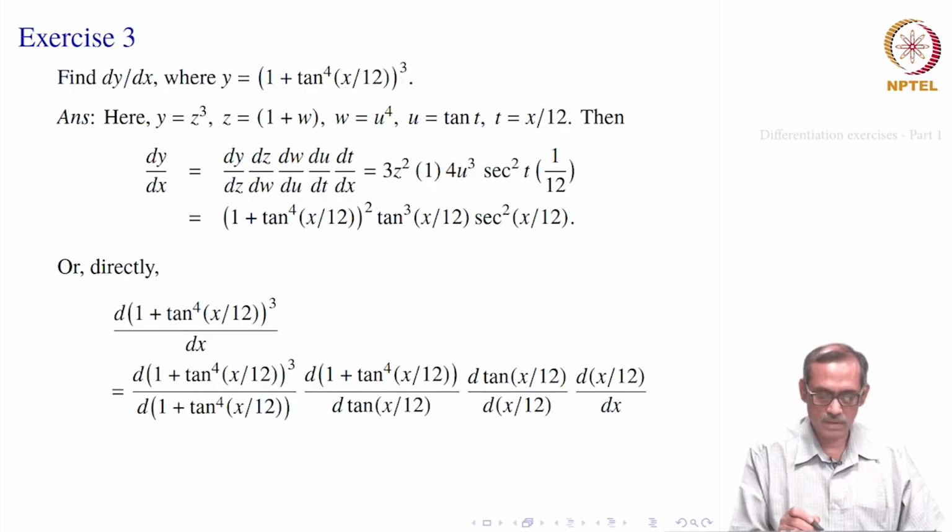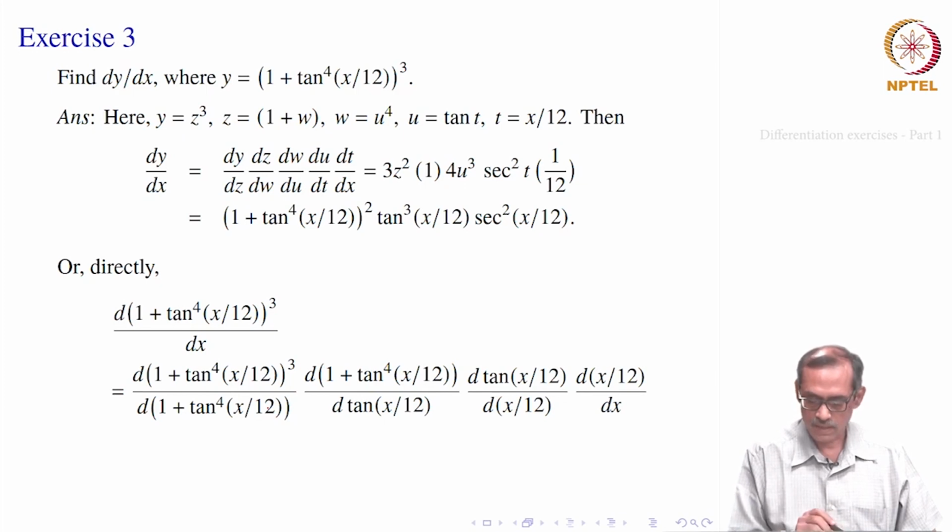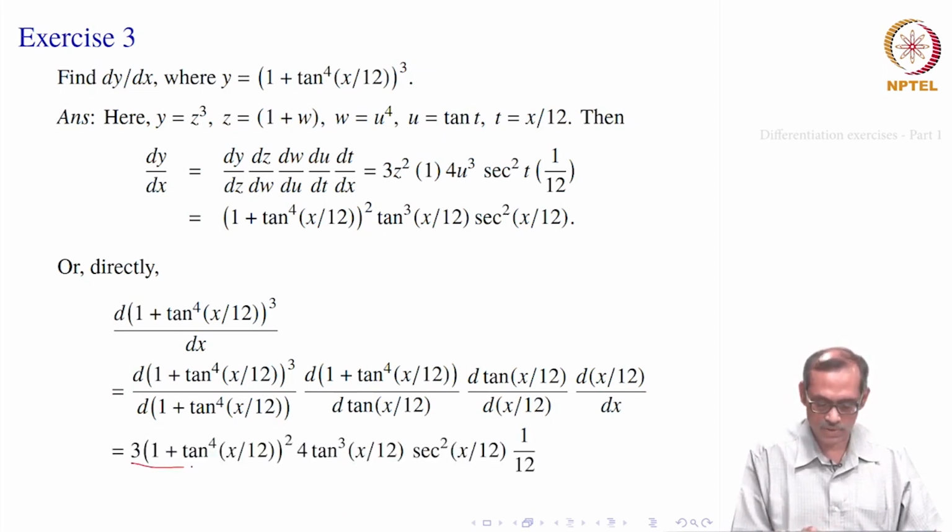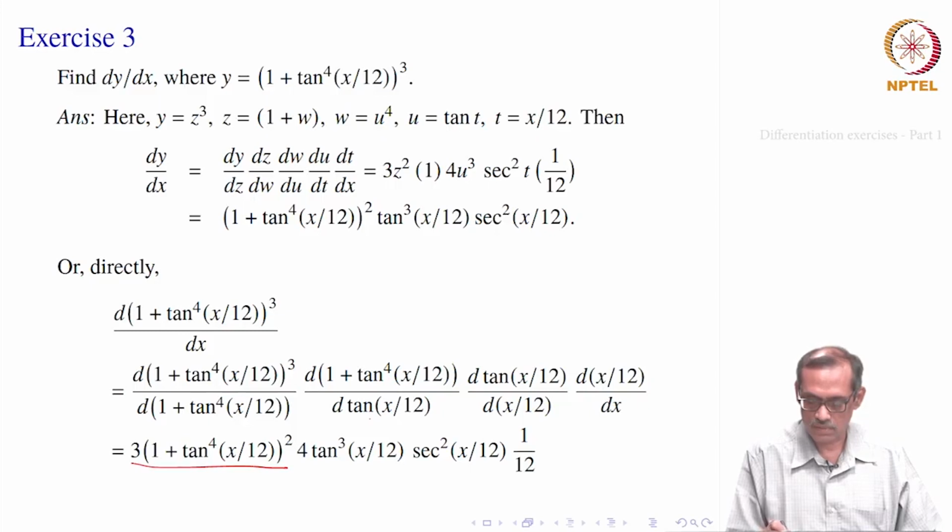Or directly you could have done, with a slight experience, instead of substituting all this, we just write d of the total equal to d of that cubed divided by that one, which was our z. Then dz by dw would look like d of 1 plus tan fourth x by 12 divided by d tan x by 12. Then d tan x by 12 over d x by 12 and d x by 12 over dx. Then immediately you get it is tan fourth, so it is 3 times tan square, and this gives us 1 plus tan fourth, it is like 1 plus z fourth by z. So, that gives 4 tan cube z.